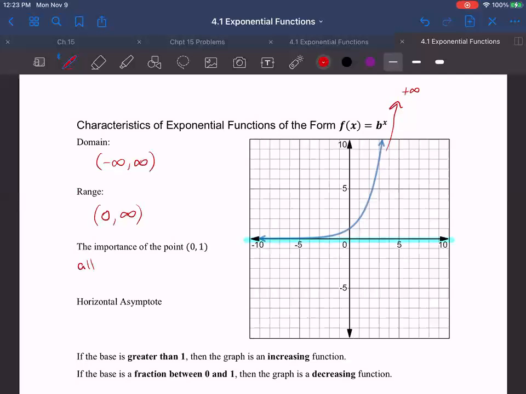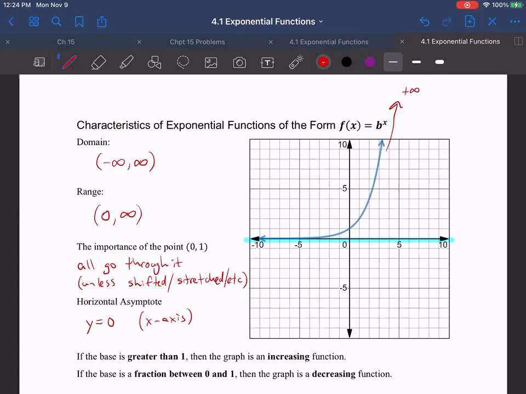The importance of the point (0, 1), we already talked about. They all go through it unless we do something like that where we move the graph around, shifted, stretched or shrunk or whatever, okay? Then it's going to go through that point (0, 1). Horizontal asymptote, that is occurring at y equals 0 along the x-axis. That's where we're never getting through here.